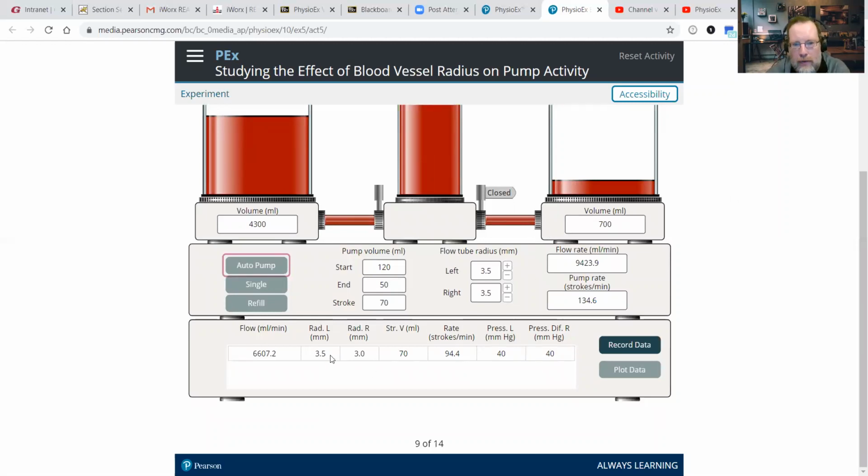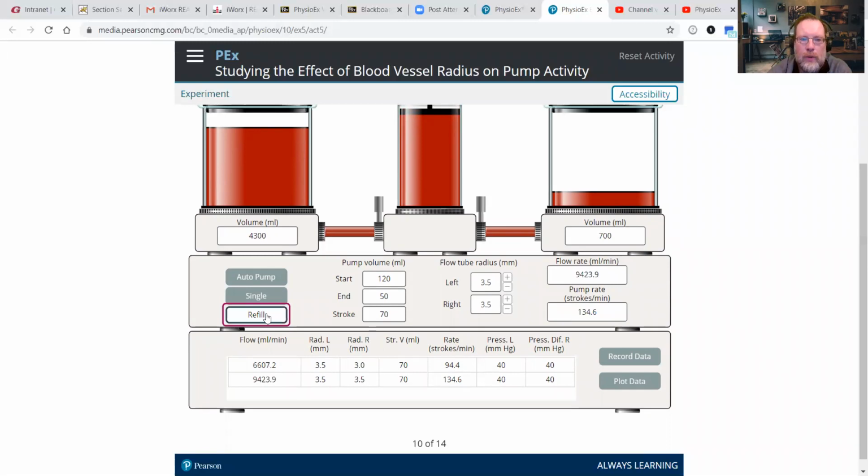So anyway, let's come down here. We're going to record our data. Again, stroke volume and pressure are going to be constant. What we did was increase radius, thus decreasing the resistance. If we decrease resistance, we have to increase heart rate. Okay, so we see heart rate go up in order to maintain blood pressure differences. And if we increase the amount of strokes per minute, we multiply that by how many strokes, that's going to give us how much cardiac output or blood flow. Okay, so we're going to refill.